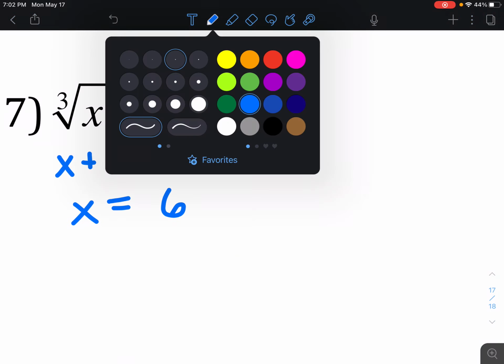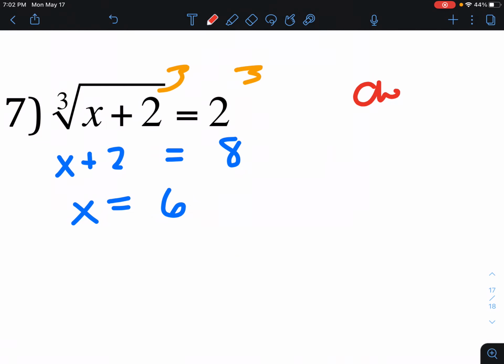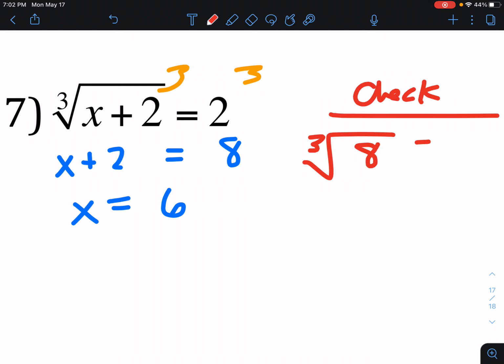Now we're going to see if the check works out. Again, on the test, I need to see the checks or else you'll lose points. So cube root of 6 plus 2 is 8. And the cube root of 8 is in fact 2. So the check is good. 6 is good.